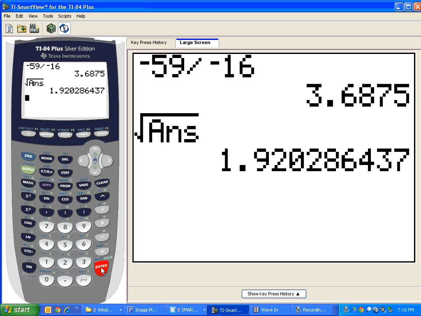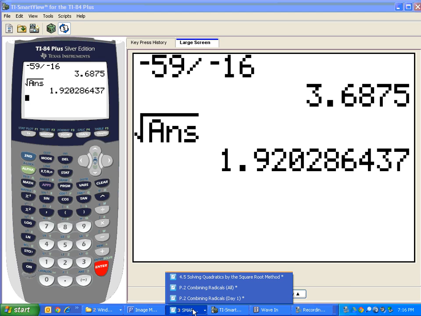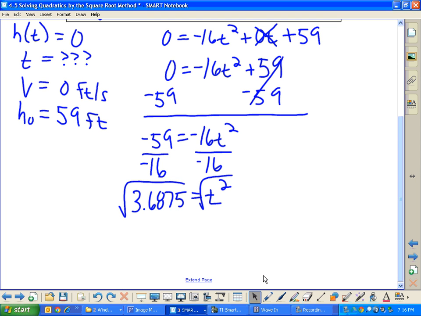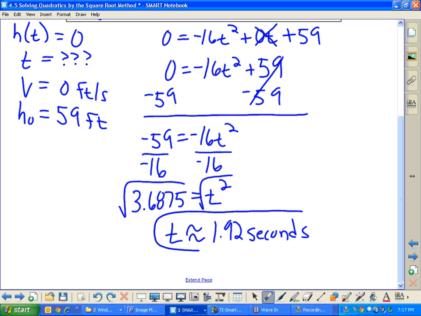Do I need the plus or minus? So I got 1.92. I heard a bunch of no's on this side of the room. Anybody want to elaborate why I don't need the plus or minus all of a sudden? We're dealing with time, yeah. I do understand it's like the 30th anniversary of Back to the Future, but we will not be going back in time in Algebra 2 class. You don't need your plus or minus. I'm going to make an approximation, so I use the wavy symbol. It's about 1.92 seconds.